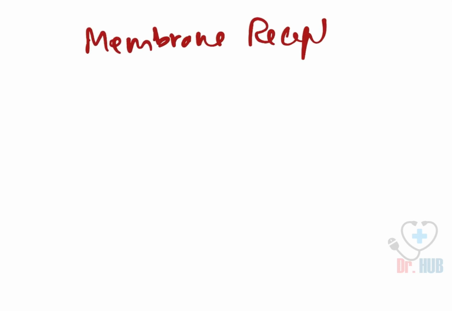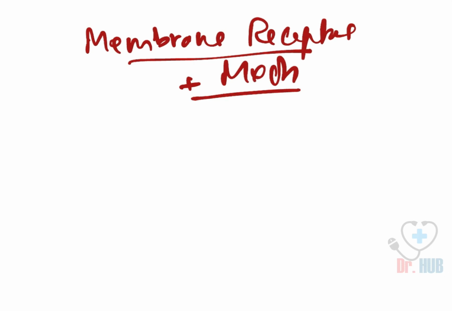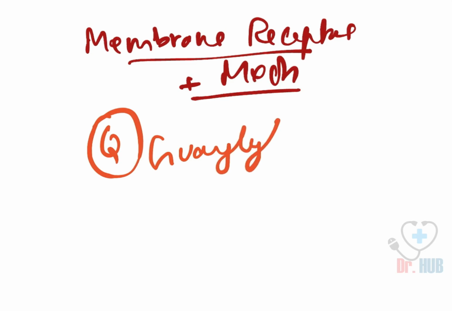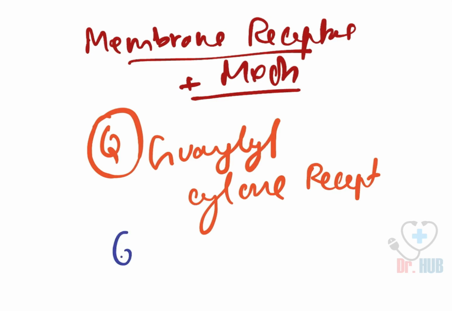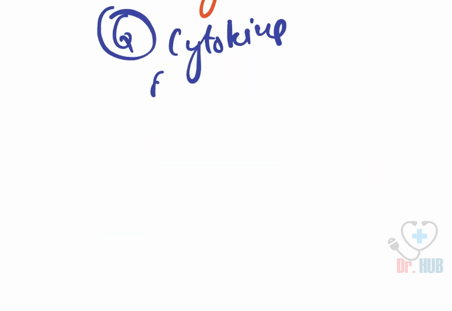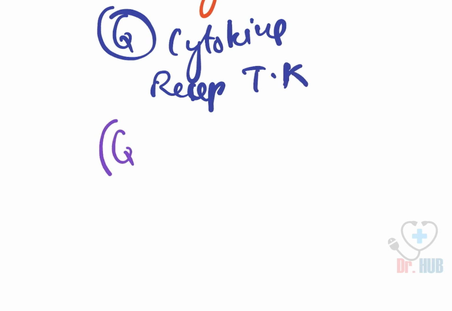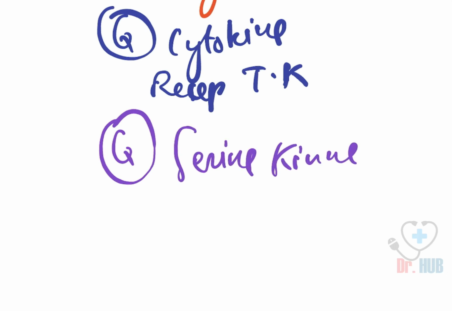Membrane receptors and their mechanism. So firstly, what is the mechanism of the guanyl cyclase receptor? Then, what is the mechanism of the cytokine receptor tyrosine kinase? Next, what is the mechanism of the serine kinase? So we'll find out all the answers in this video.